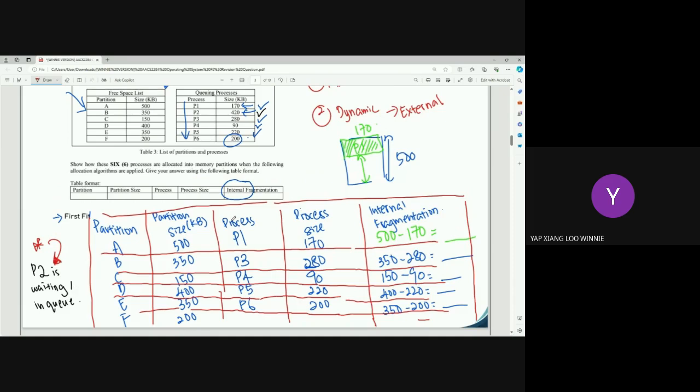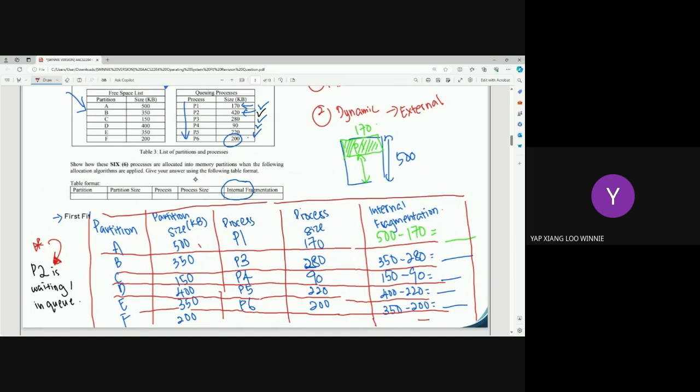So to make it simple, first fit is like, you look at the next available partition. If the available partition size is bigger than the process size, which means it can fit in, you just put it in. That's it. Okay, and look into the question as well.